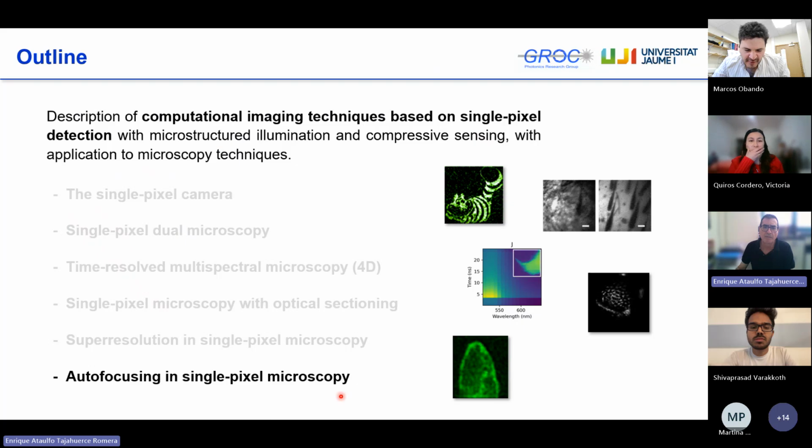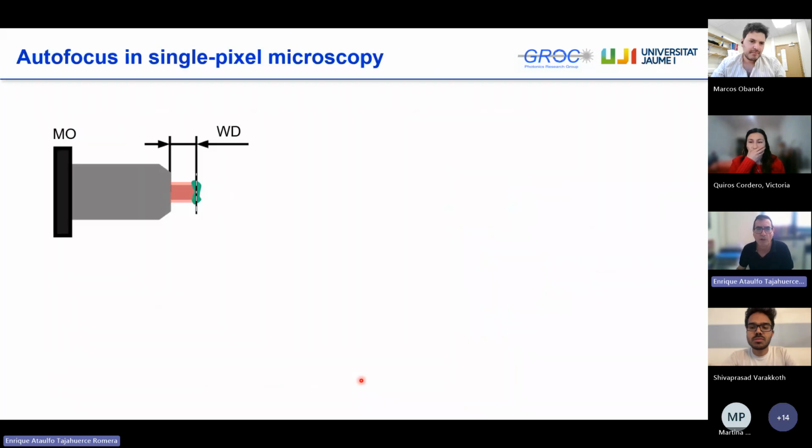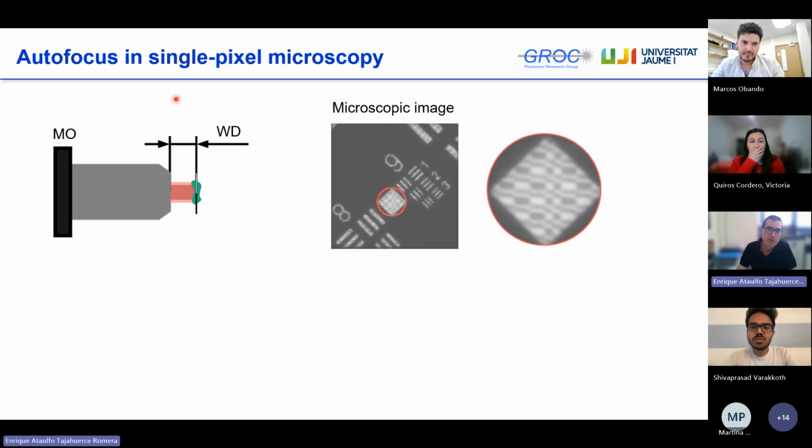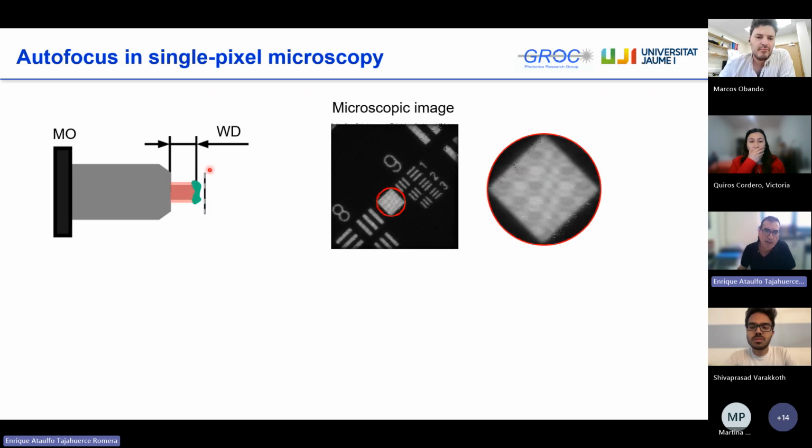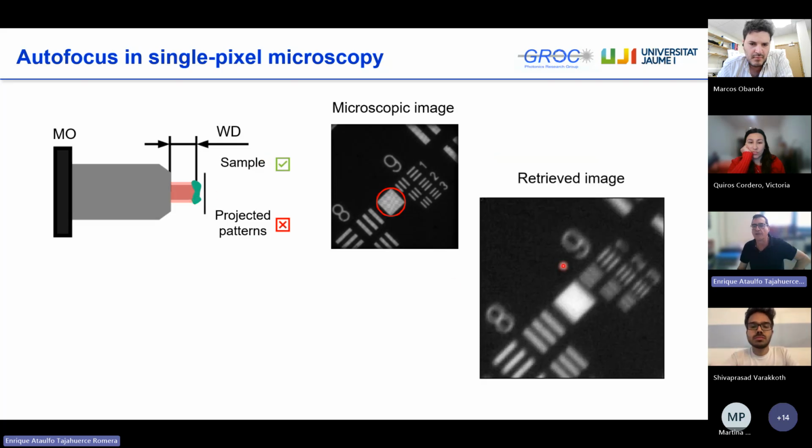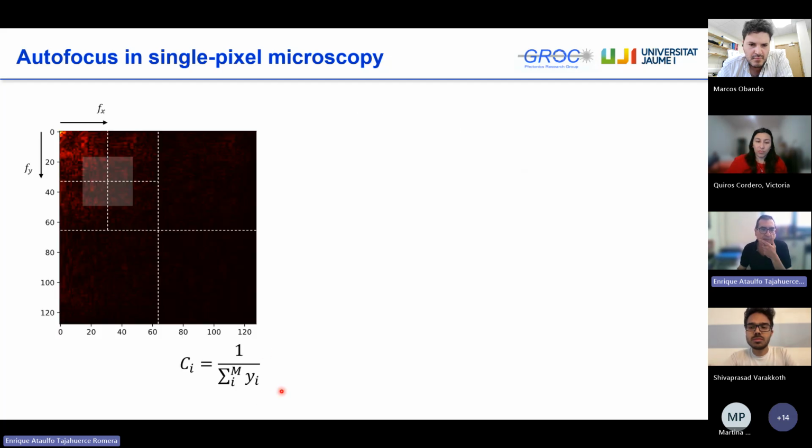And I will end adding some new features to our microscope. We have been working recently in autofocusing techniques, because it is very important to focus the Hadamard light patterns onto the sample. If the Hadamard patterns are not projected properly, it doesn't matter if the sample is well projected. We will obtain defocused images. So to improve this and to focus automatically, we have designed a method.